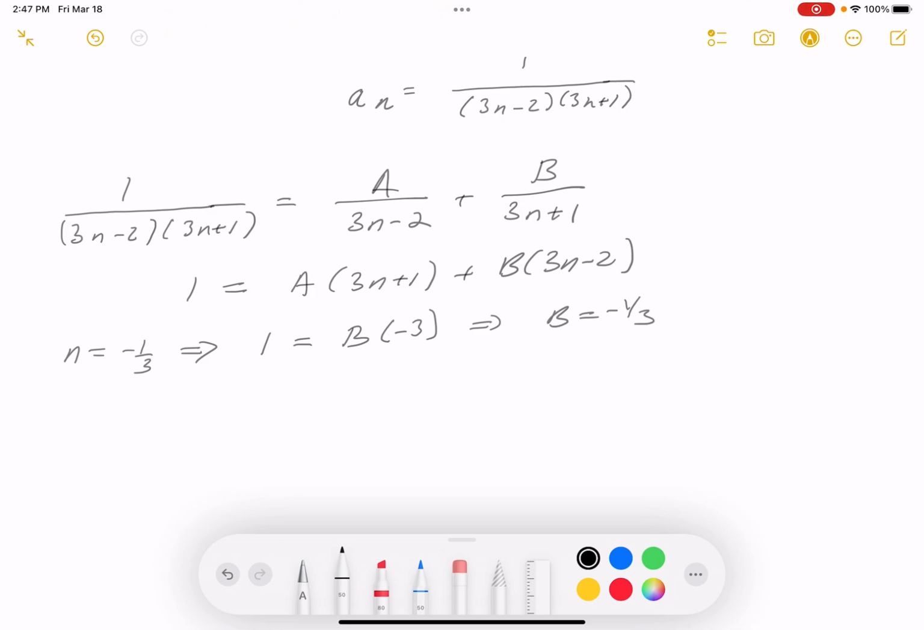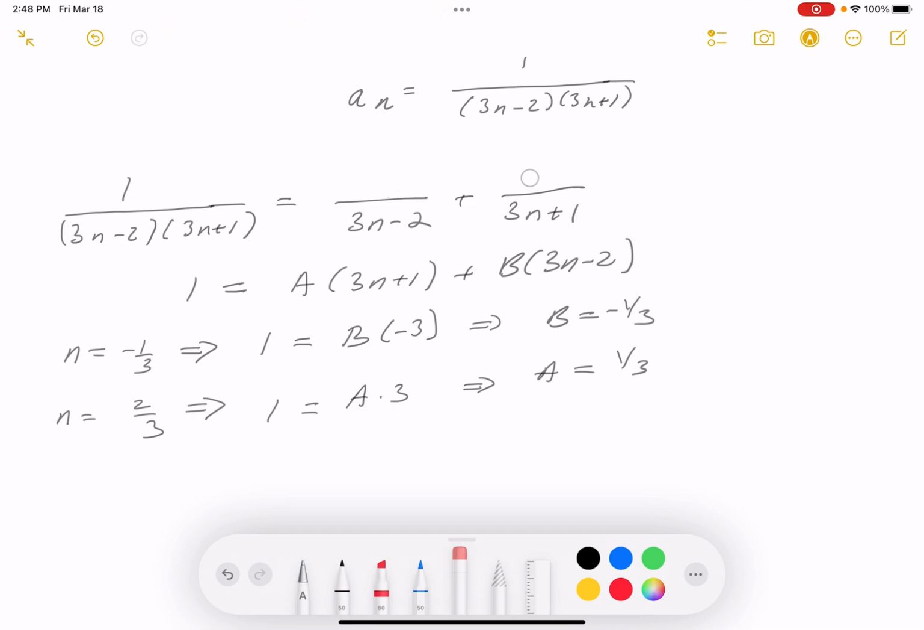All right? Now, let's pick another easy number. And I'm going to say n is equal to 2/3 now. I get 1. You would get A, and if I pick 2/3, I get 3 over here. And then the B would disappear because the coefficient on it would be 0. Because 3 times 2/3 is 2, and 2 minus 2 is 0. What does this tell me? A is 1/3.